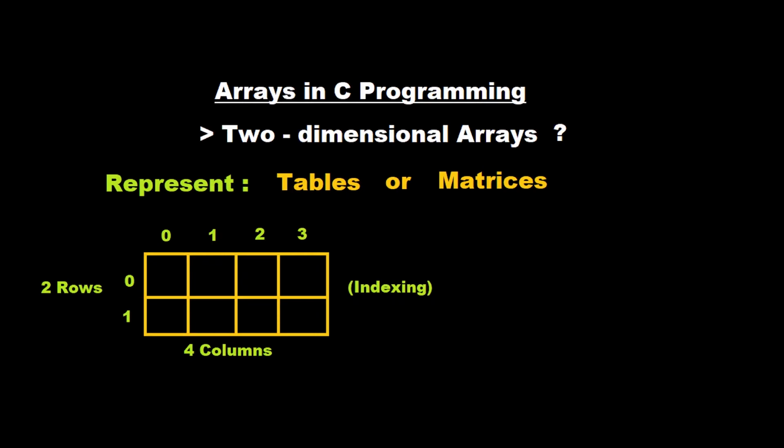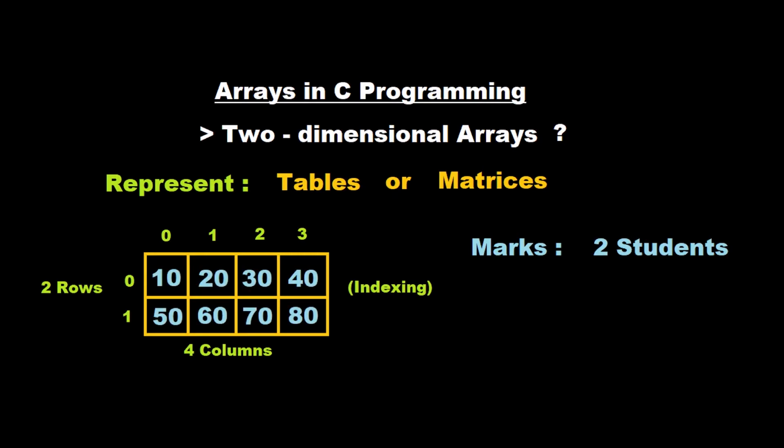Suppose we want to represent the marks of 2 students. So in that case, we can do it in this fashion, as you can see here. So 10, 20, 30 and 40 are the marks of student 1, and 50, 60, 70 and 80 may be the marks of another student, which is student 2. So let us move on to the editor so that I can show you how to write a program on representing this matrix or table with the help of two-dimensional arrays in C programming.